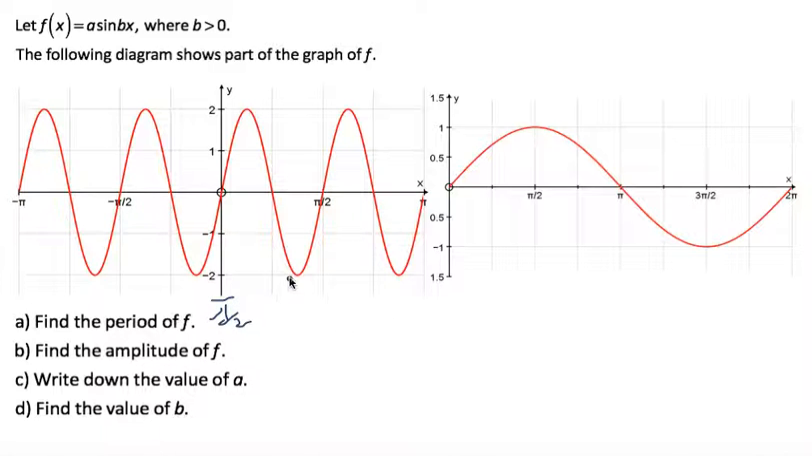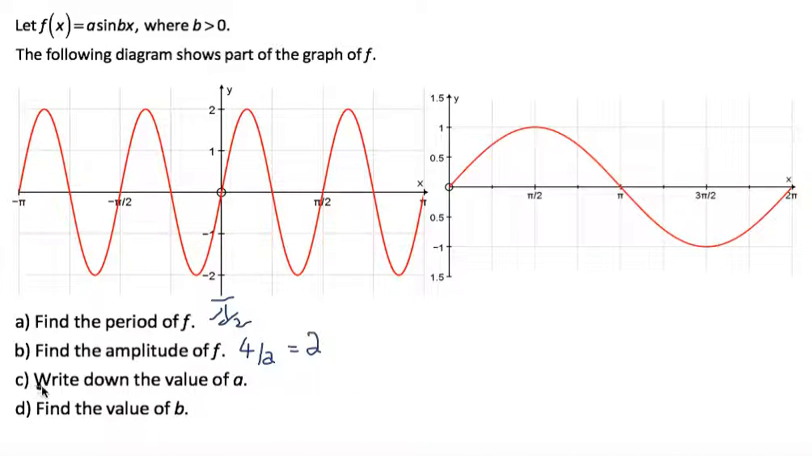The amplitude is the difference between the top and the bottom. On my original one, it's from -1 to 1, so that's 2, and then I'm going to divide it by 2 to give me 1. So this one's got an amplitude of 1. This one's got an amplitude of -2 to 2, so that's 4. The difference between those two is 4, and then I'm going to divide it by 2, so I get an amplitude of 2.